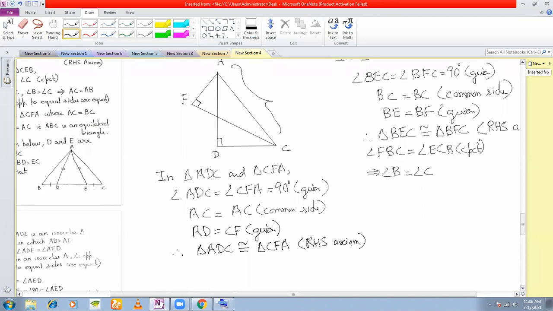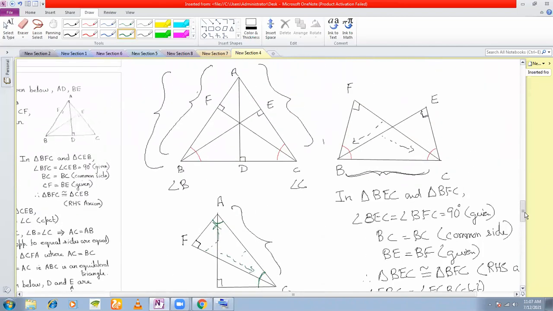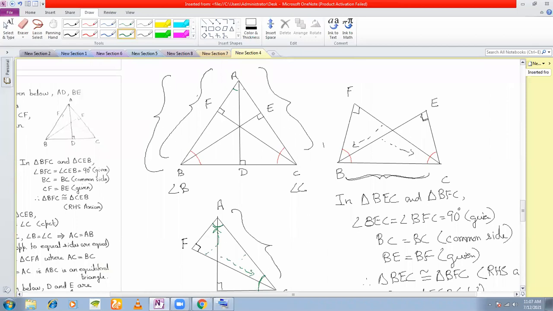If these two triangles are congruent, what can I say about the angles? See, opposite to this side, we have which angle in this triangle? This. Opposite to this side, we have this angle, right? In the larger triangle, what are these two angles? This angle and this angle, right? So what can I say?